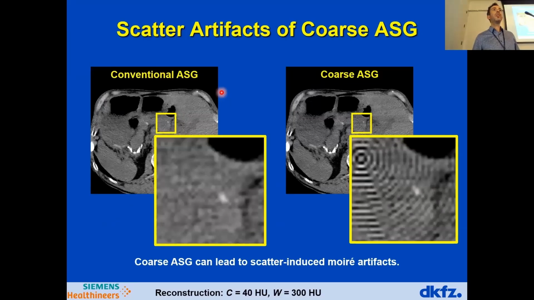If you're using a coarse anti-scatter grid, as used in photon-counting CT, some rings will appear. I think you can see it in the zoomed in image, perhaps even here. And they are Moiré artifacts which are induced by the scatter. So we have to find a solution now to correct these artifacts.